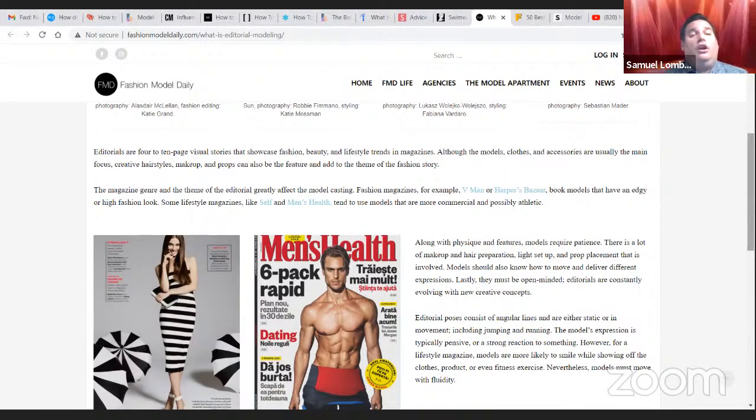Now, editorials are 4 to 10 page visual stories that showcase fashion, beauty, and lifestyle trends in magazines. Although the models, clothes, and accessories are usually the main focus, creative hairstyles, makeup, and props can also be the feature and add to the theme of the fashion story. The magazine genre and the theme of the editorial greatly affect the model casting. Fashion magazines, for example, V-Man and Harper's Bazaar, book models that have an edgy or high fashion look.